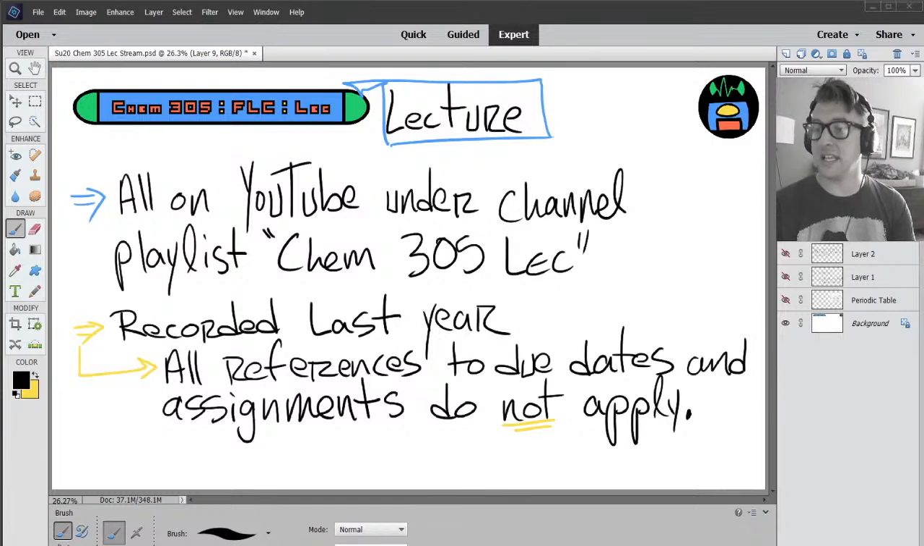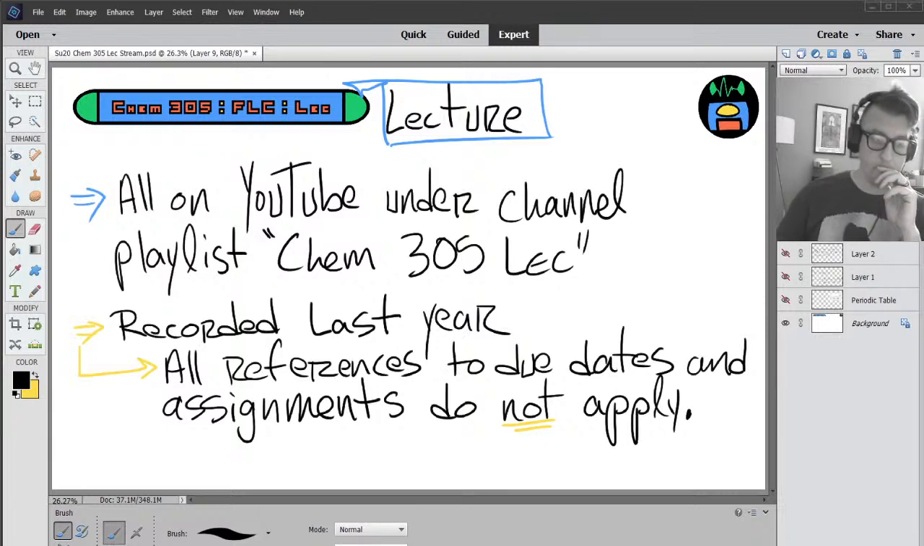All of the content in lecture about chapters, all of the chemistry is relevant, but the logistics are for our class that took place in the past. So that's something that you should be aware of.